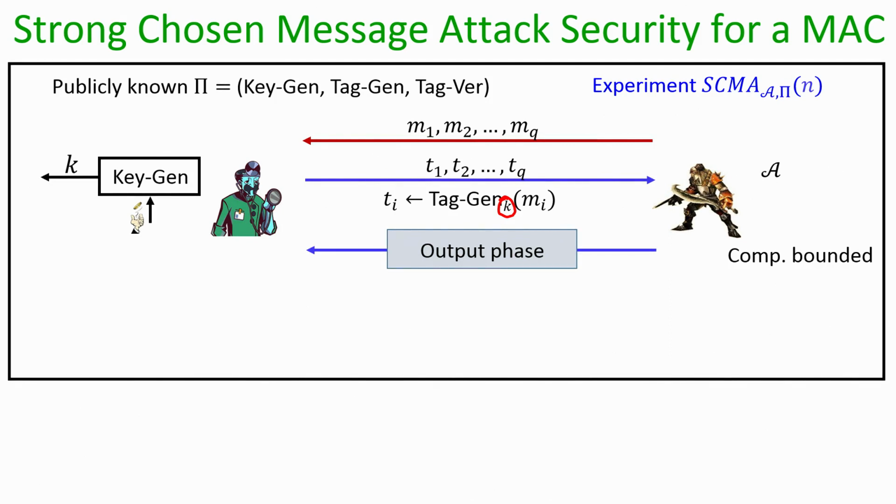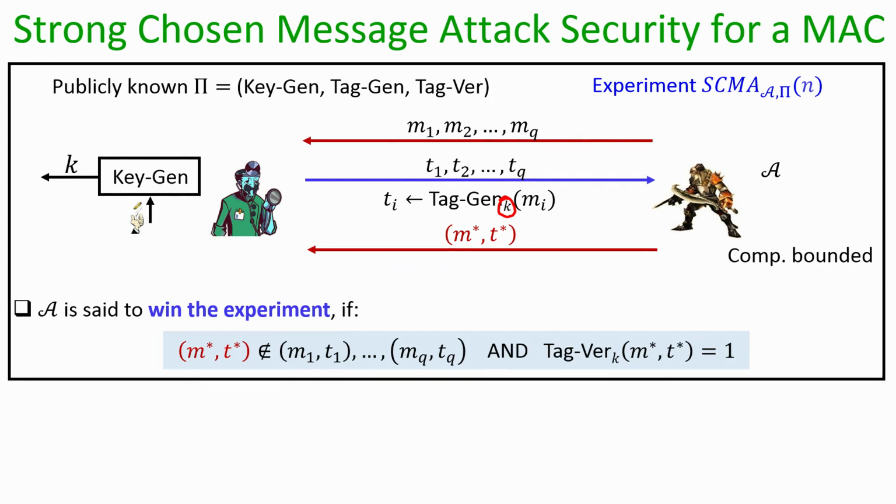Once the adversary is trained, its goal is to output a forgery, namely a message-tag pair. We say that the adversary has won the experiment if the forgery it has produced is different from all the previous message-tag pairs, and at the same time the tag verification of the new message-tag pair gives the output 1, meaning the verification is successful. If this happens, the adversary is able to produce a legitimate forgery even without knowing the value of k.